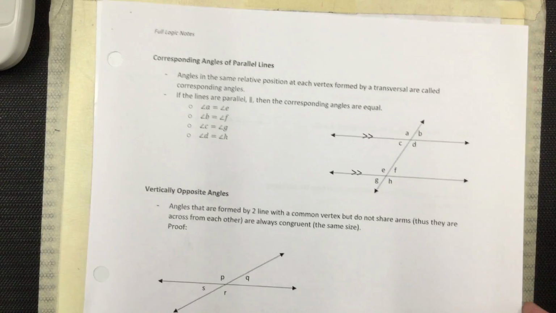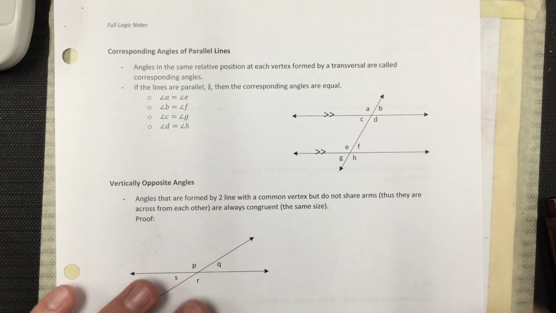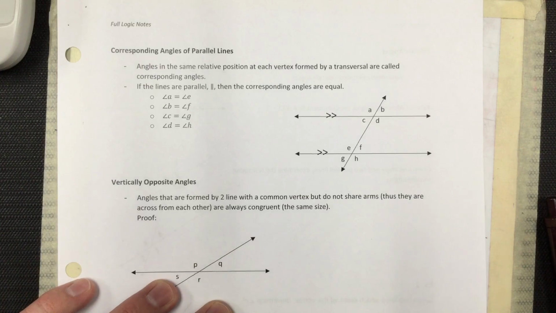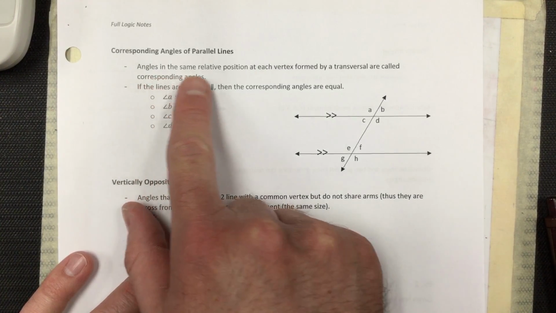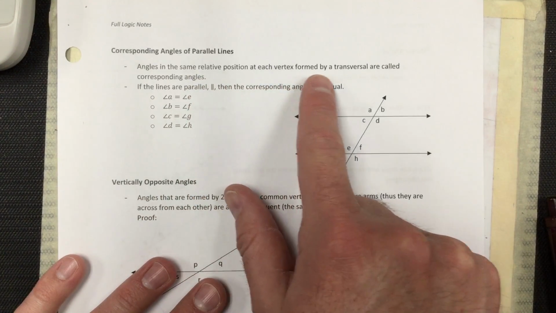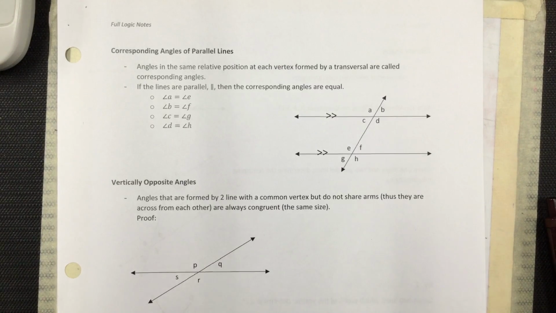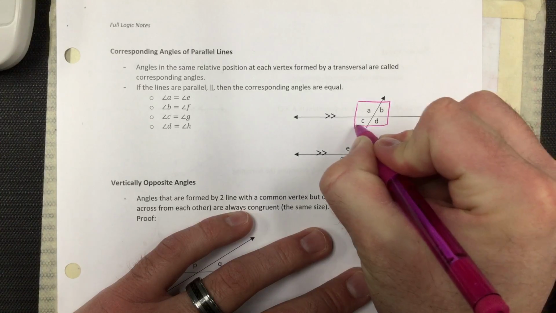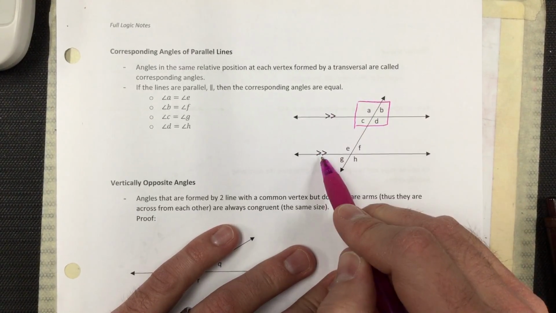All right, so let's move on to looking at corresponding angles in parallel lines. You'll notice the little arrow markers are a little bit off there. I might have to adjust my notes. But we say that angles in the same relative position at the vertex formed by a transversal are called corresponding angles. So if we take a look at the area that is by the transversal, this area right here, and again, this is based on these being parallel lines.